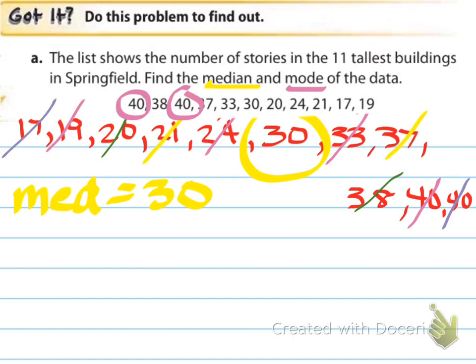Now keep in mind, guys, that you could also have a 2 of a kind, a 2 of a kind, and a 3 of a kind. And the 3 of a kind is the one that has the most, so it would be our mode. So it's not necessarily what shows up more than once. It's what shows up the most.